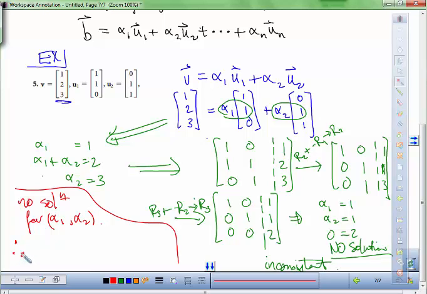Therefore, V is not, or cannot be written as, a linear combination of U1 and U2.